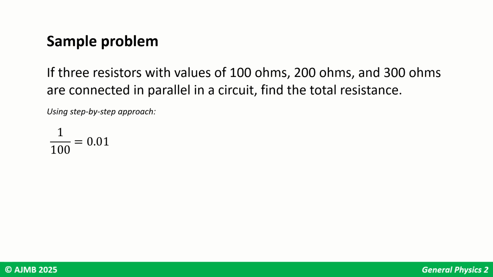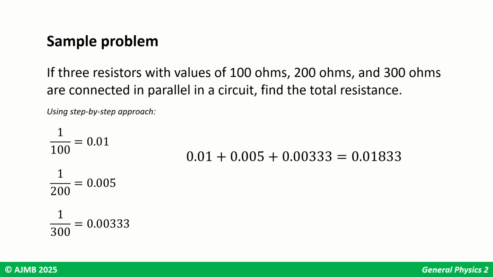Okay, so this is for R1, 100 ohms. The reciprocal is 0.01. R2 reciprocal is 0.005. R3 is this much, 0.003333. You have to add the reciprocals. That's 0.01833.